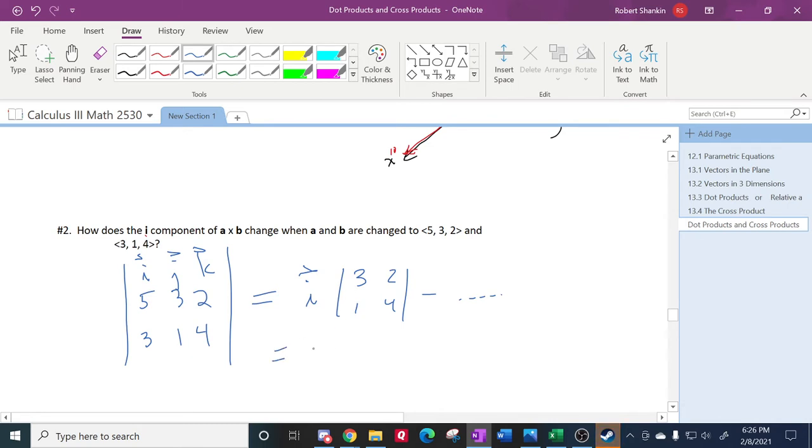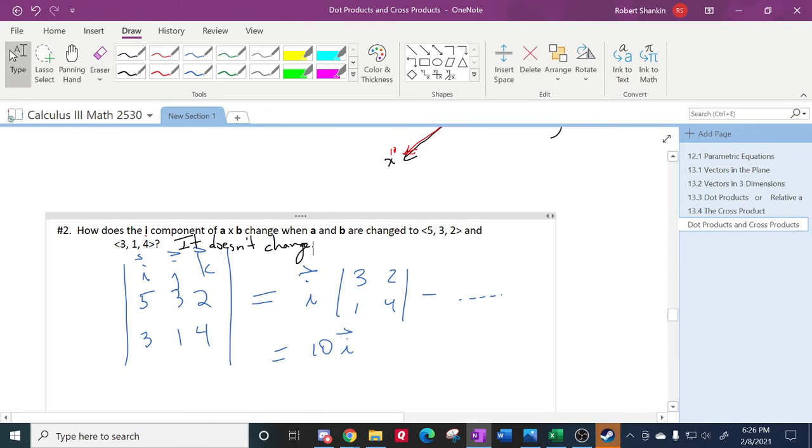So we're only interested in the I component. You're still going to get 10I. So it doesn't change. Now this is something very significant. The I component of A and B is totally independent of the X coordinates. The X coordinates don't play any role in determining the I component of A cross B.